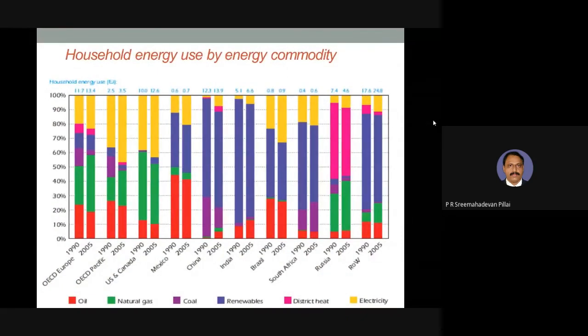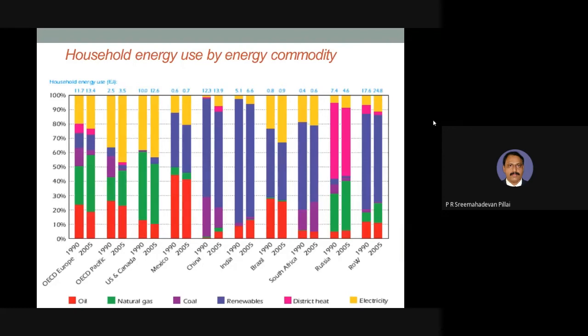This is household energy use a decade back. And that is 2005, not one decade, one and a half decades back. The latest I haven't got, otherwise I would have produced that. So here the comparison between 1990 and 2005 of different countries is shown. What is the percentage share of energy used?